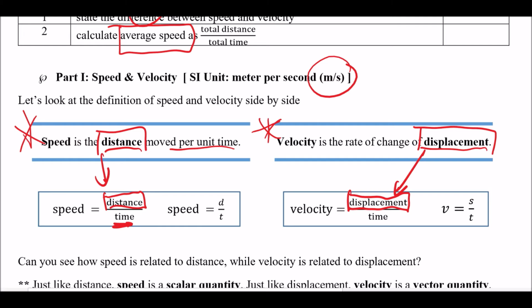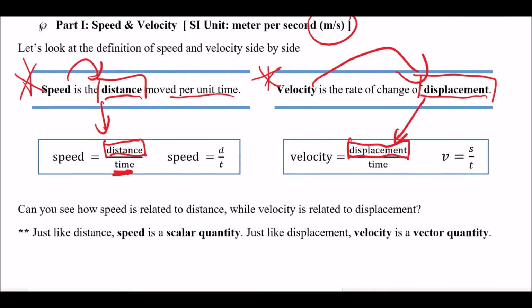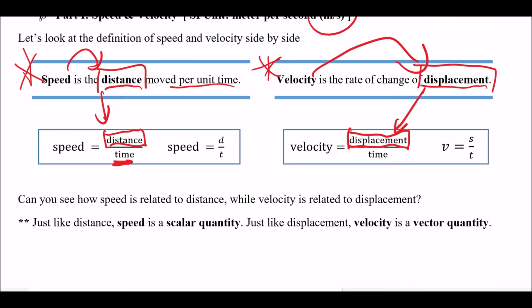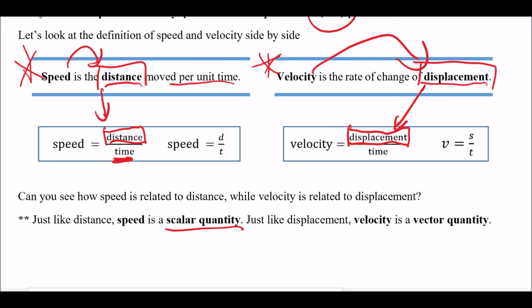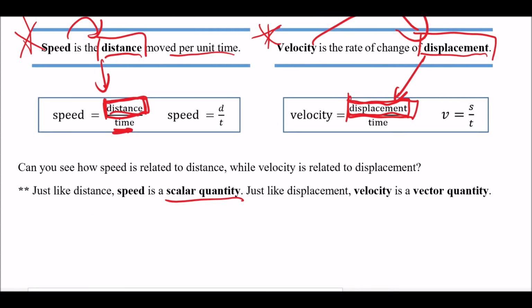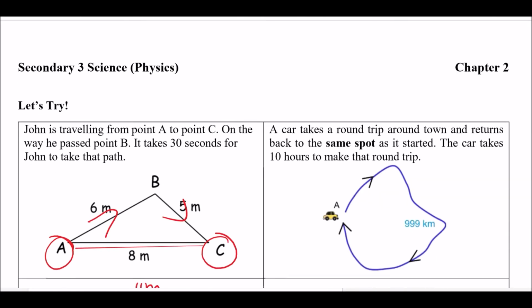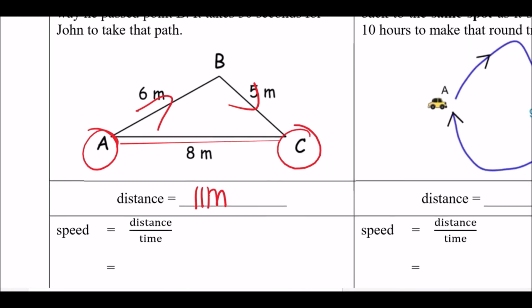So you can see here, speed is related to distance, while velocity is related to displacement. Just simply divide by the time taken. Speed is a scalar because distance is a scalar, so speed must be a scalar. Since displacement is a vector, velocity must be a vector. Alright, so let's try using the same examples as just now.